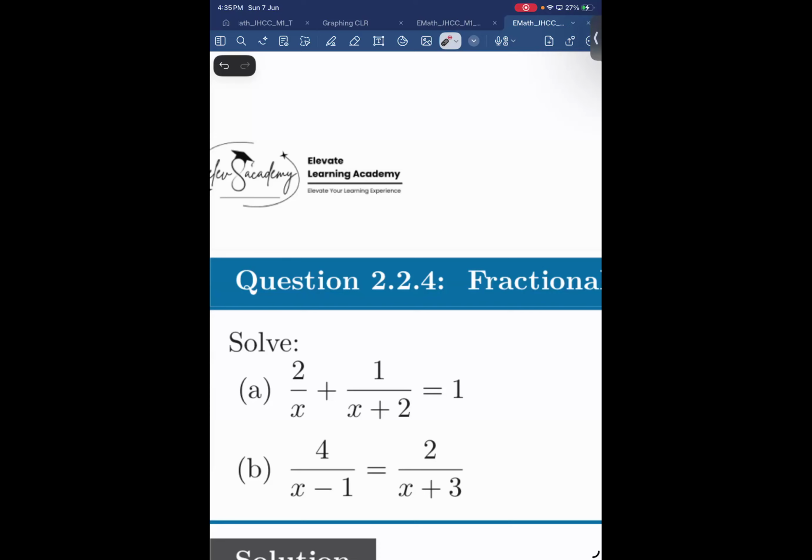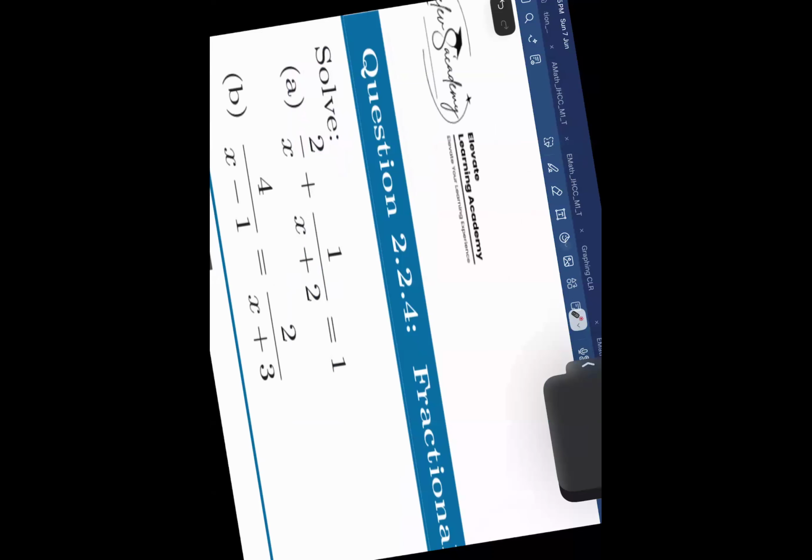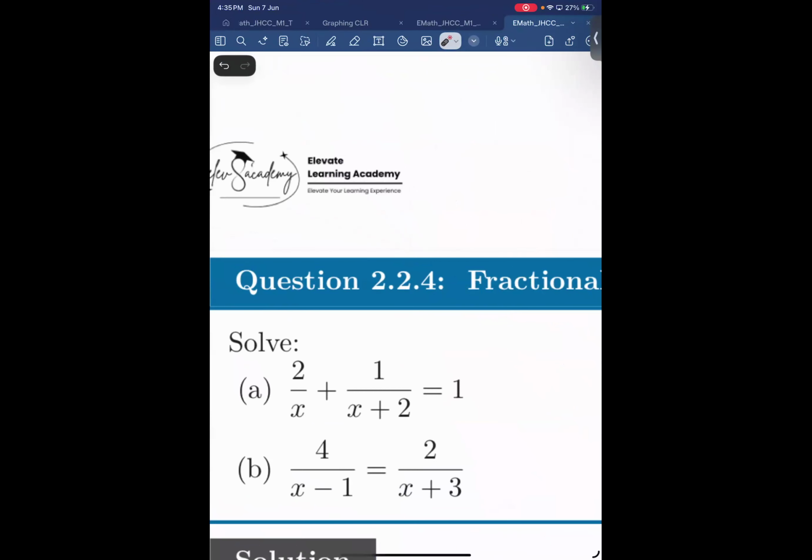So for part A, choose either approach: combine the fractions first and multiply, or you can multiply throughout by the LCM. So maybe I'll do the other approach of multiplying by the LCM. The LCM is going to be x times x plus 2. The two denominators will multiply together. So first we always want to try and get rid of fractions eventually. Do it first, can do it later, doesn't matter.